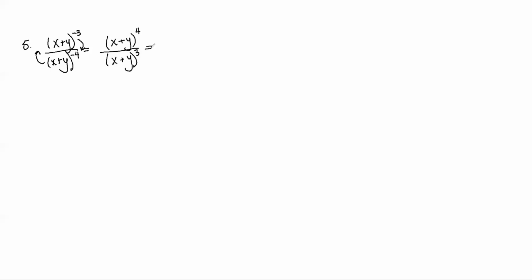And even though we have stuff in parentheses here and some addition, we still have the same base being raised to exponents. So we can use our quotient rule or think about canceling things out. We have 3 x plus y's on the bottom, 4 x plus y's on the top. So we can get rid of 3 on the top and bottom. So we're left with 1 x plus y on top, which is just x plus y.